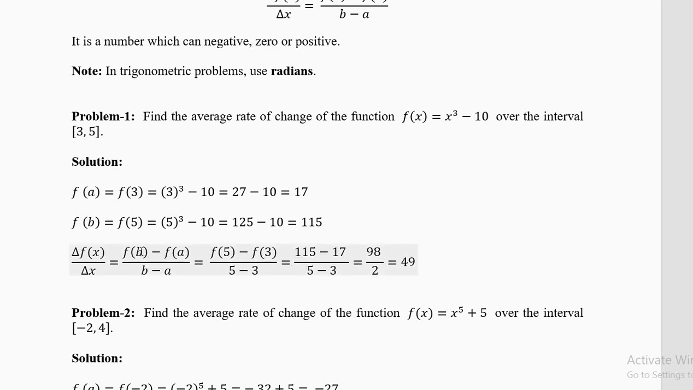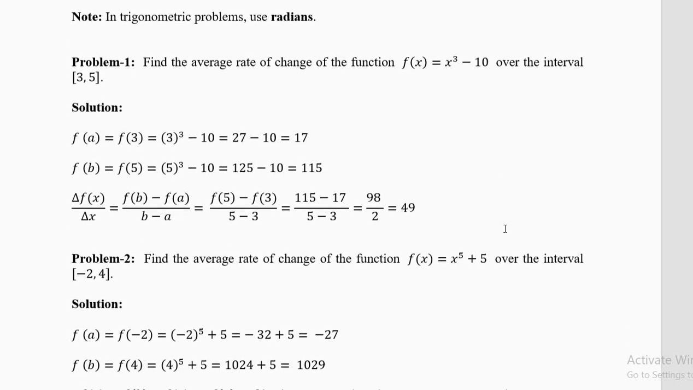And you always do second minus first. f of b minus f of a divided by b minus a. f of 5 minus f of 3 divided by 5 minus 3. 115 minus 17 divided by 5 minus 3, 98 by 2 equal to 49. Please do the calculations step by step using pen and paper, with the help of a calculator if you need to. Don't use any shortcuts. There will be problems.